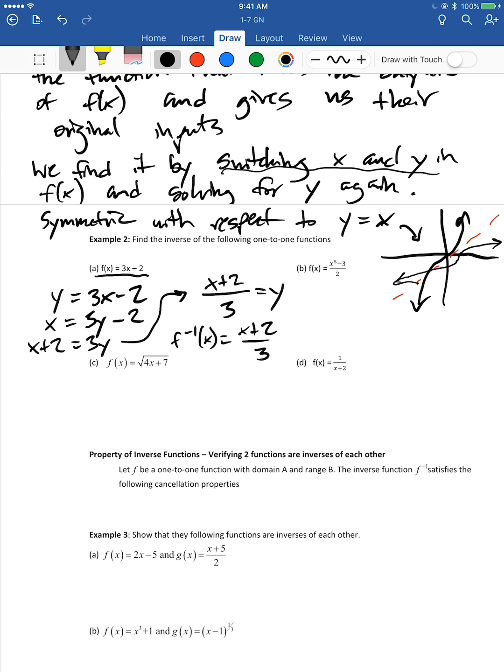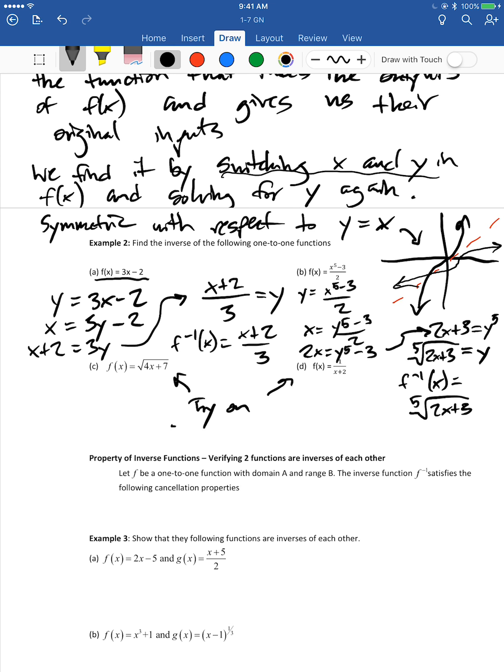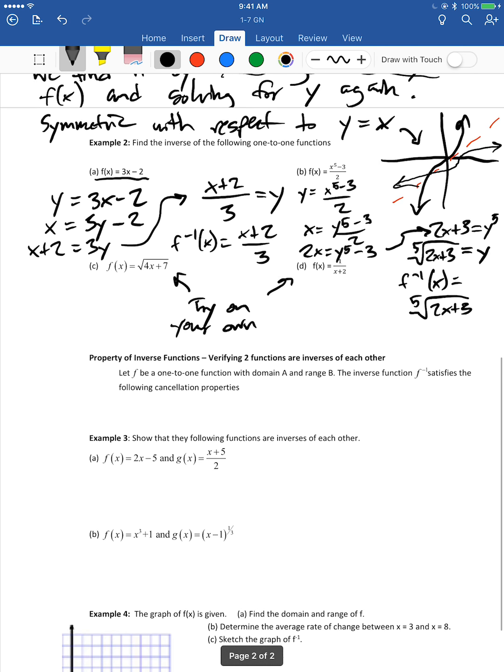So let's do b together. I have y equals x to the 5th minus 3 over 2. I switch x and y, so now I have x equals y to the 5th minus 3 over 2. I multiply both sides by 2, so I have 2x equals y to the 5th minus 3. I add 3 to both sides. I have 2x plus 3 equals y to the 5th. And now, to get y by itself, I take the 5th root of both sides. So that means I'll be left with y on the right. And then I have the 5th root of 2x plus 3. So my inverse function, f inverse of x, equals the 5th root of 2x plus 3. Go ahead and try C and D on your own. We'll talk about those in class. We can go over those as examples once we get there.